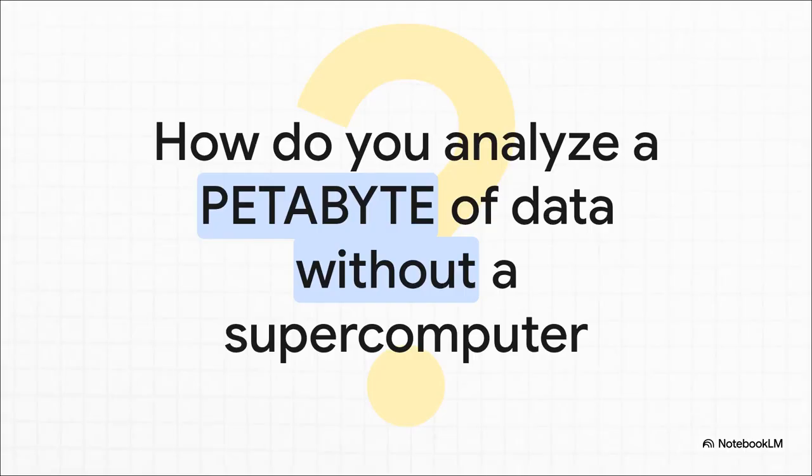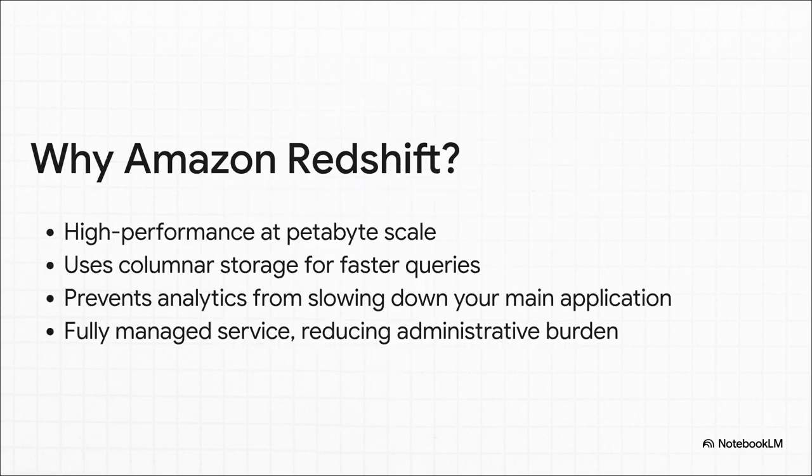But what happens when you need to analyze a truly massive amount of data? I'm talking about a petabyte. That's 1,000 terabytes. It's an amount of information that would just completely crush a normal computer. How do you find the needle in that colossal haystack? Well, you use a specialized tool that's built for exactly this problem, a data warehouse like Amazon Redshift. It's designed from the ground up to just tear through petabytes of data at incredible speeds. And crucially, it keeps all that heavy-duty analysis separate from your main application, so your big data questions never slow things down for your actual customers.